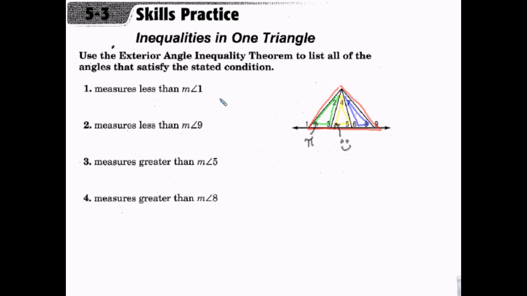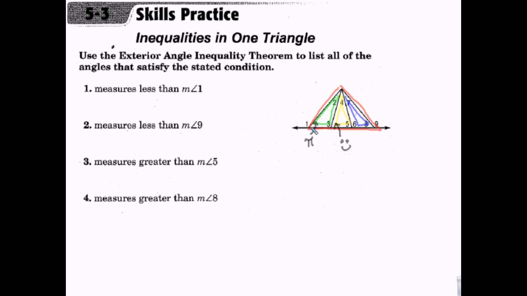Measures less than angle 1. Angle 1 is external to both the red triangle and the green triangle, so we have to look at both of those. So why not the other ones? Because it doesn't actually touch those two. It's directly touching the green and directly touching the red, but see how it doesn't directly touch yellow? So we can't count yellow or blue because it's not exactly touching them.